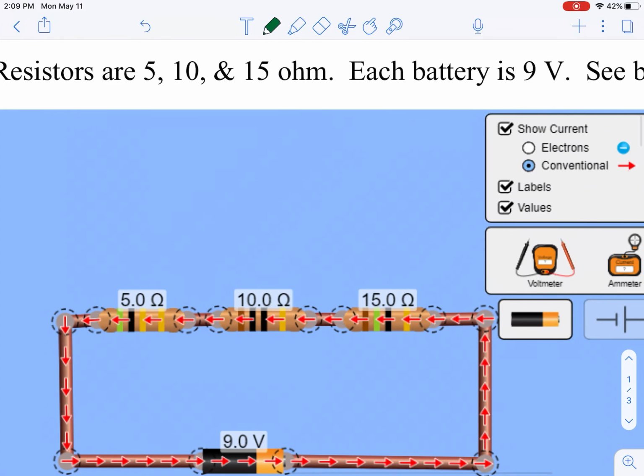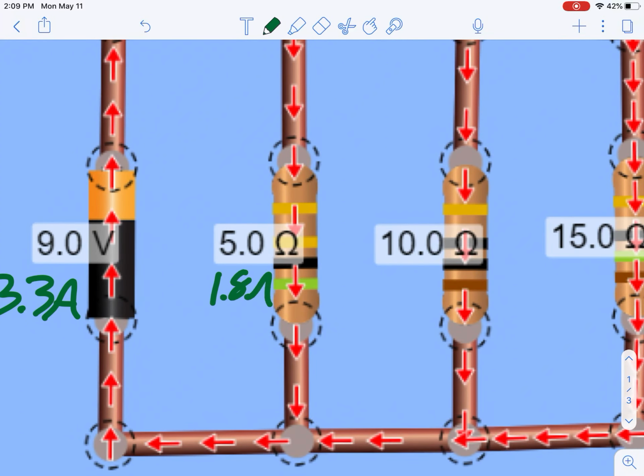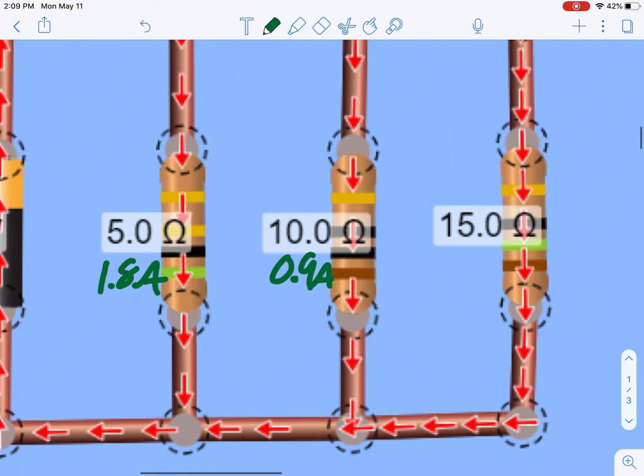On your diagram on the first page, fill in the current values for each resistor as well as the batteries. So we did it for the batteries. We said that was the same everywhere here. So this was 0.3 amps. This was 0.3 amps. This was 0.3 amps. I don't remember what these are, but I'm going to see if I can. This was 1.8 amps. This was 0.9 amps. And this was 0.6 amps.